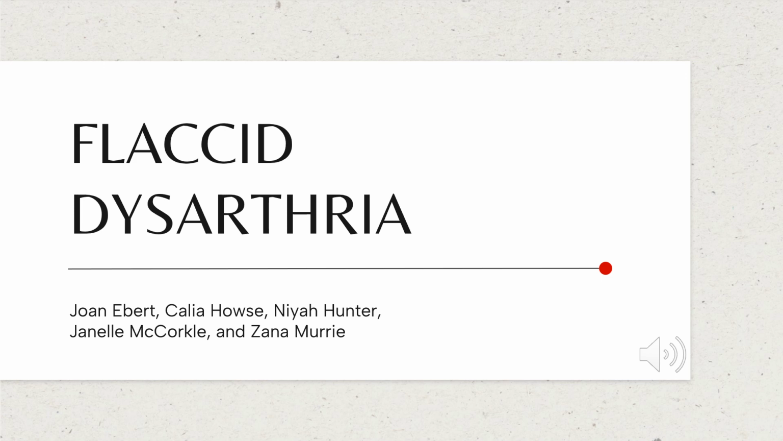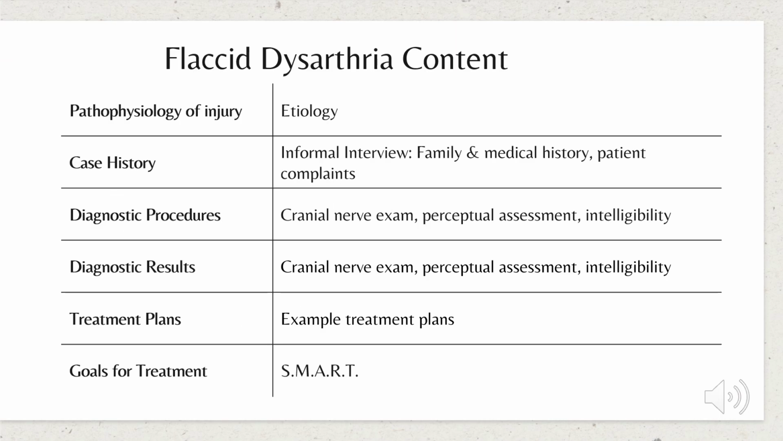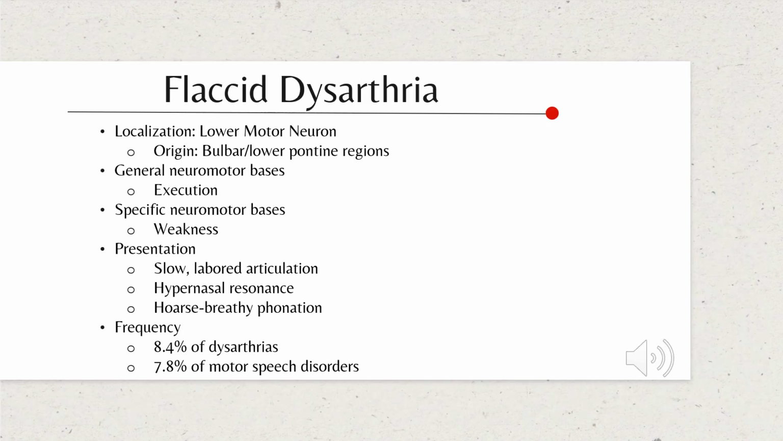Our presentation will discuss flaccid dysarthria. Our presentation will discuss the following content: pathophysiology of injury, case history, diagnostic procedures, diagnostic results, treatment plans, and SMART goals for treatment. Flaccid dysarthria is caused by impairments of the lower motor neurons in the cranial or spinal nerves.